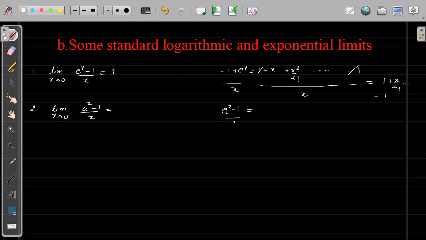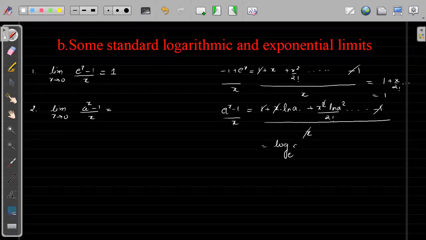So what we can do is expand a to the power x minus 1. This will be 1 plus x into ln a, plus x square (ln a) whole square divided by 2 factorial, and so on, minus 1. The 1 and 1 get cancelled. In the denominator, x will get cancelled with the remaining terms, so you will have log base e, so this is equal to log a base e.